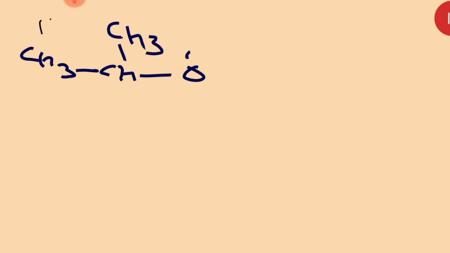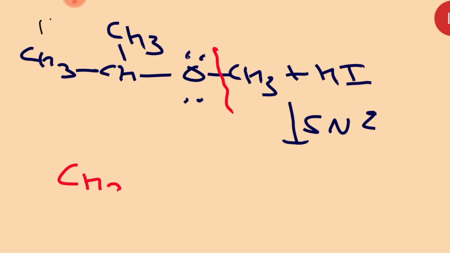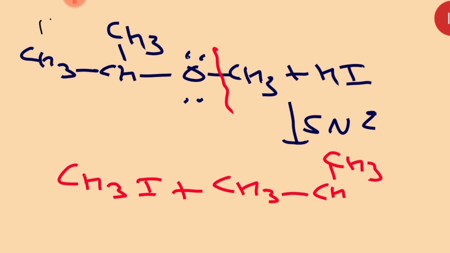Okay, please see, let this be the example: CH3-O-CH3 plus HI. Now tell me, beta, you have to follow the SN2 mechanism. So tell me from where the cleavage will be there. Yes, from there only. So it will be CH3I and CH3OH. Clear? Is that clear to you?